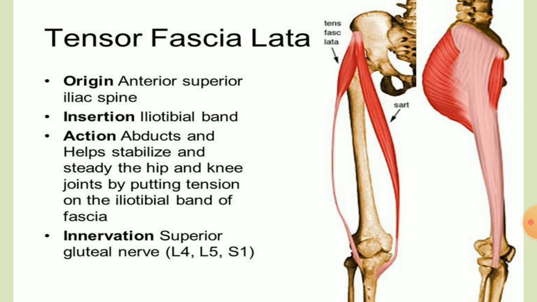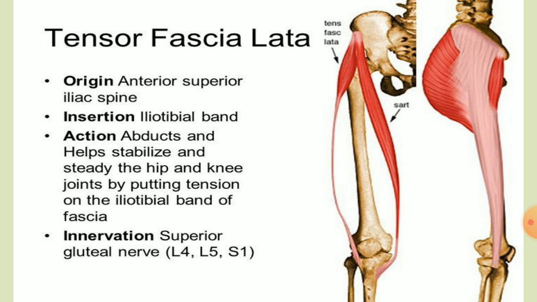Then we have the tensor fascia lata. Origin is from the anterior superior iliac spine. Insertion is on the iliotibial tract. Action: it abducts and helps to stabilize and steady the hip and knee joints by putting tension on the iliotibial band of the fascia. In the diagram, we can see the iliotibial tract.